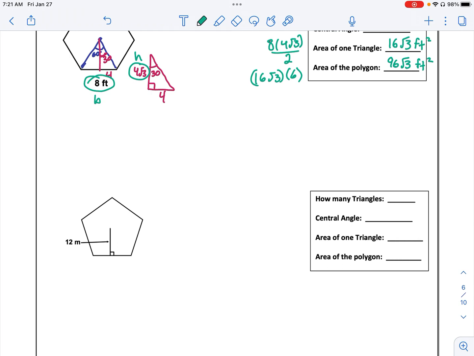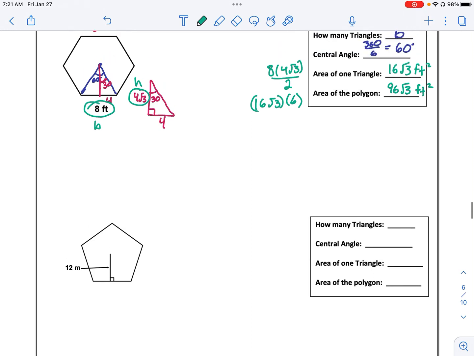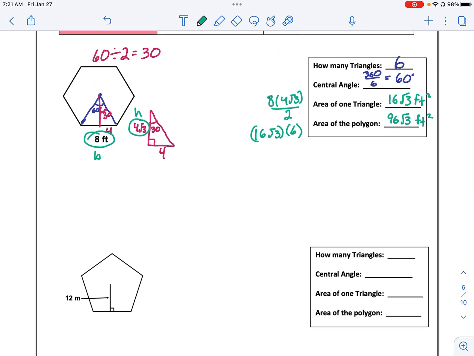Okay, we only have 3 more. So I will say that my class is about to start, so I'm going to pause the video here and then make a second video to finish the last 3 problems.